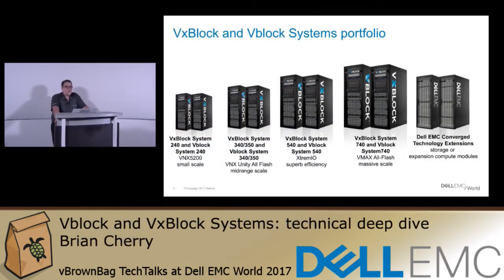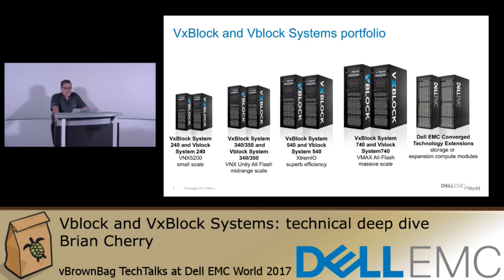At the entry side of the portfolio, we have the VxBlock 240, which is based upon VNX. In the mid-range space, we have the VxBlock 340 and 350. The 340 is based upon VNX, and the 350 is based upon the Unity array. Then up from that, we have the VxBlock and vBlock 540, which is based upon the Isilon storage family.